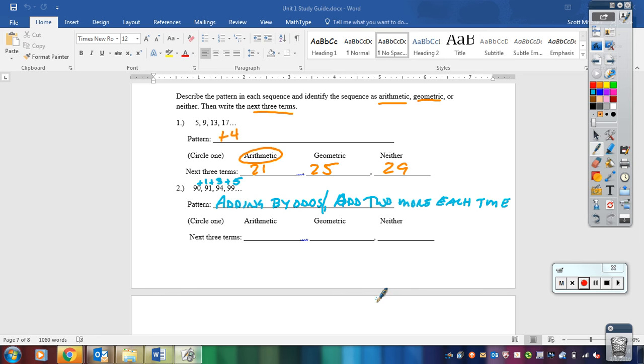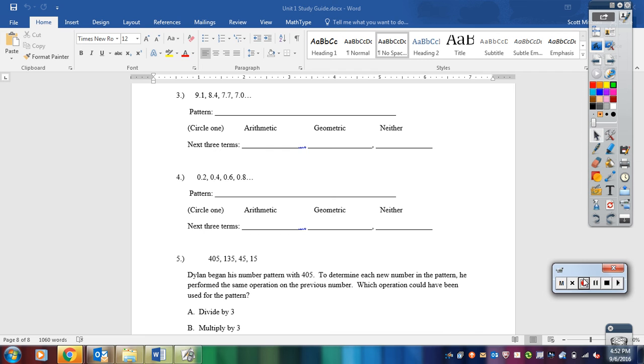or you could say add 2 more each time, which is not arithmetic, because in arithmetic you add the same thing. This is changing, so it's not arithmetic. It's definitely not geometric, it's neither. So we added 5, now we add 7, that's 106. Now we add 9, that's 115. Now we add 11, that's 126. Arithmetic is adding the same thing, geometric is multiplying by the same thing.